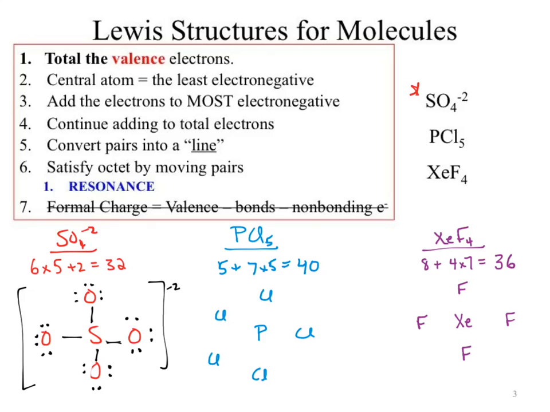So when we move through to our phosphorus chloride, we now pick our central atom as our phosphorus, and we drop the chlorines all the way around it, and we go through the same process that we've done before, and we put in all of our electrons.